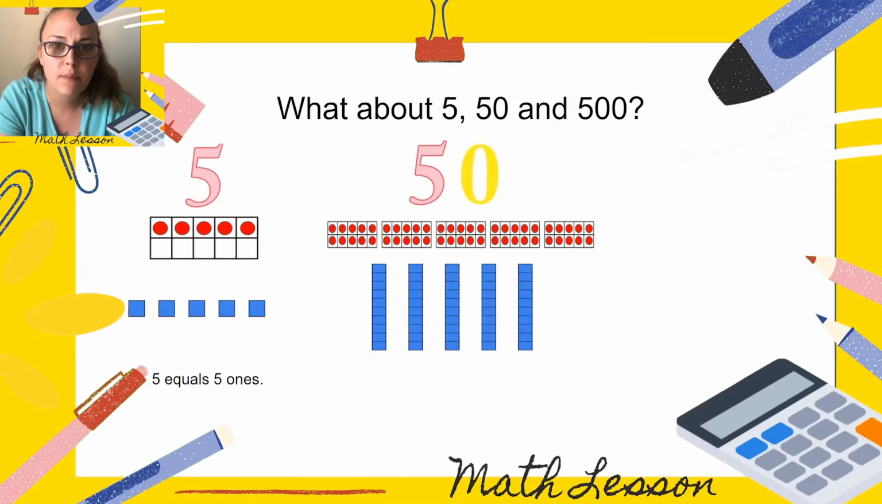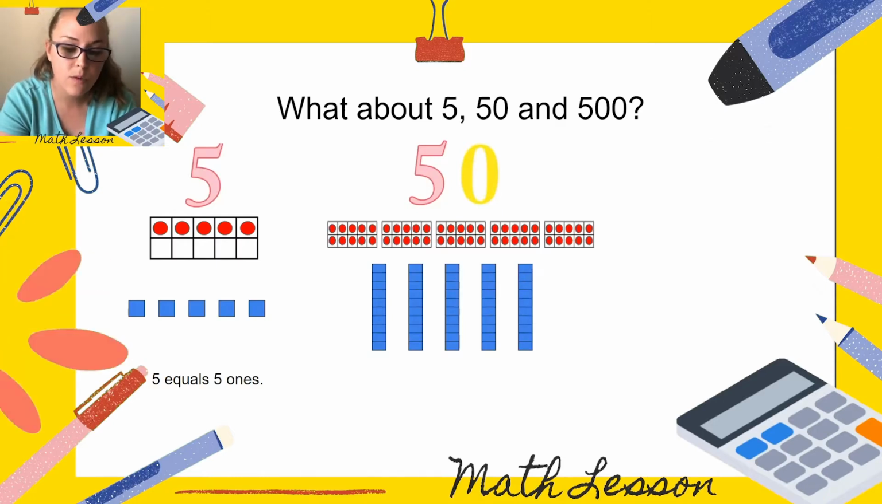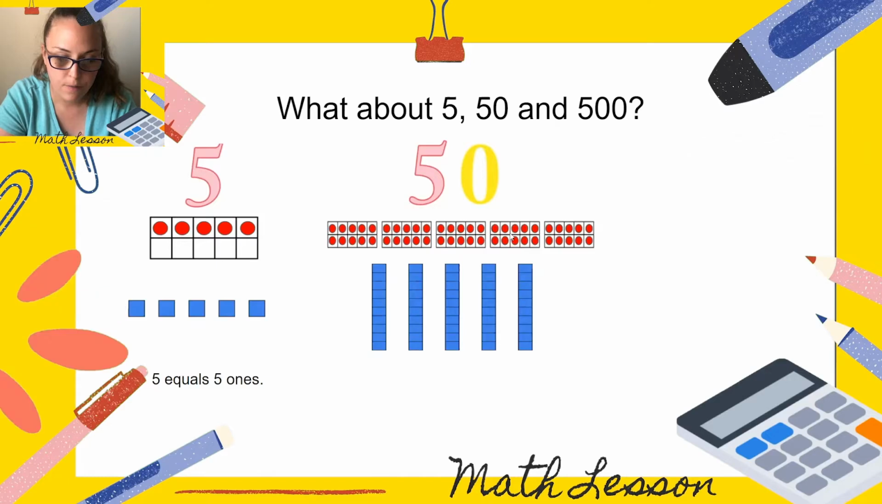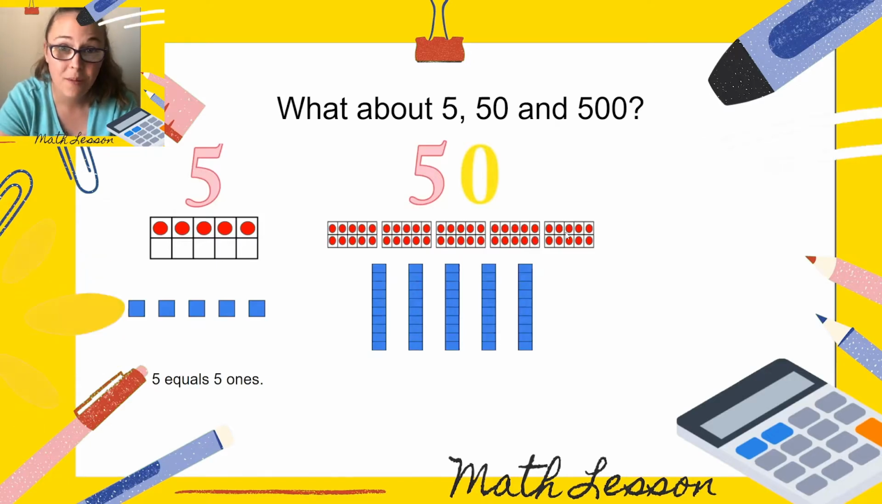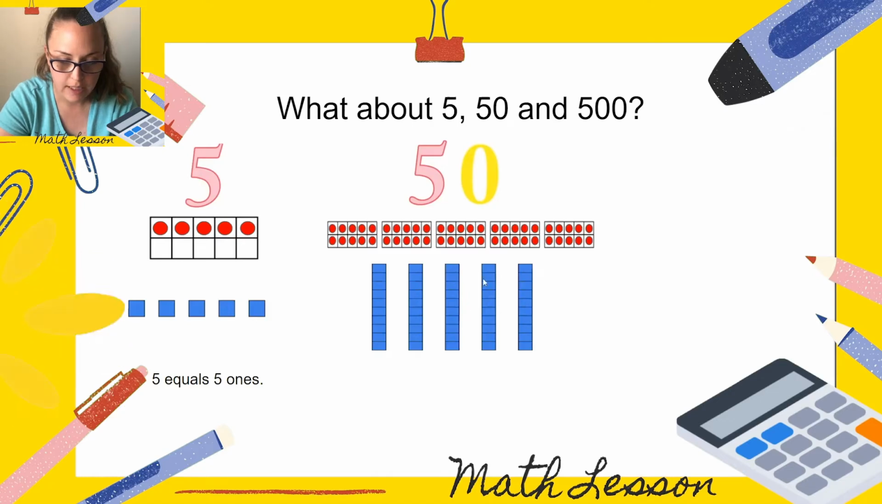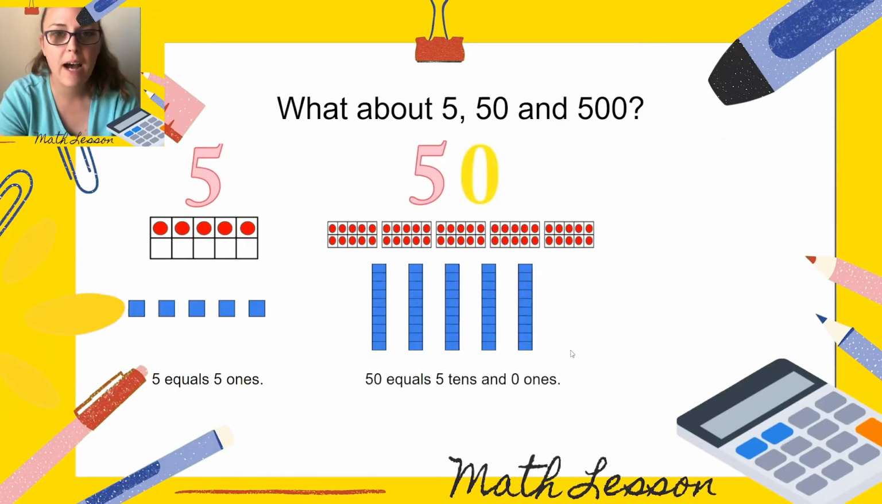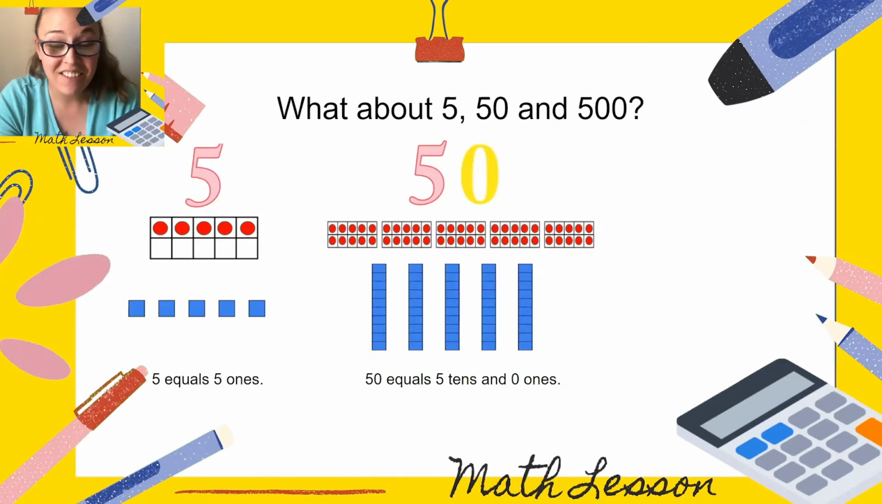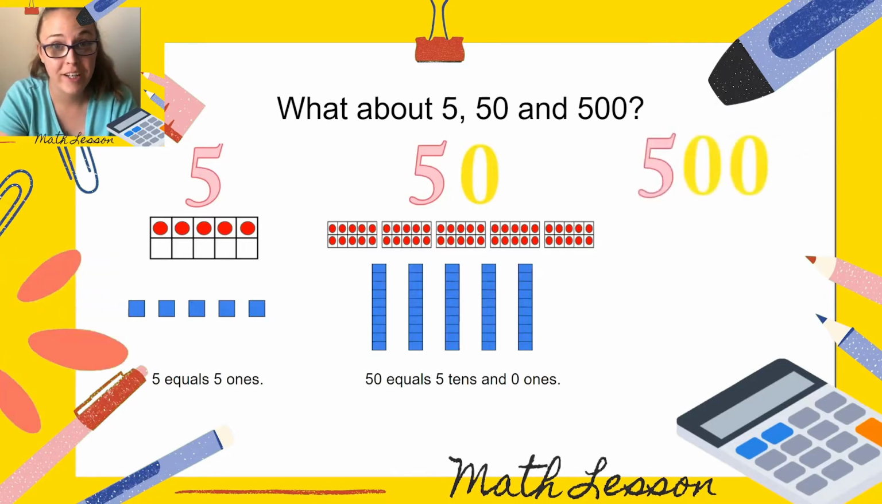Can you practice skip counting by tens here with me? Let's start with the 10 frames under 50 on the left side. 10, 20, 30, 40, 50. Great job. Can we practice the same thing with the base 10 blocks? Here's 10, 20, 30, 40, 50. So 50 equals 5 tens and 0 ones. But we still have an even larger number to handle next. And that number is 500.